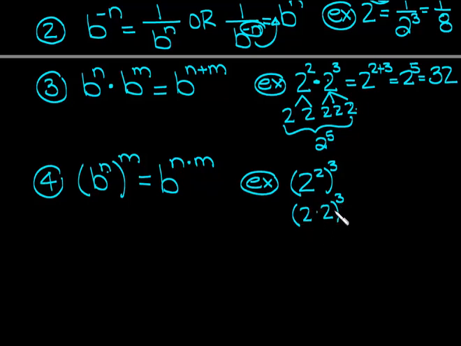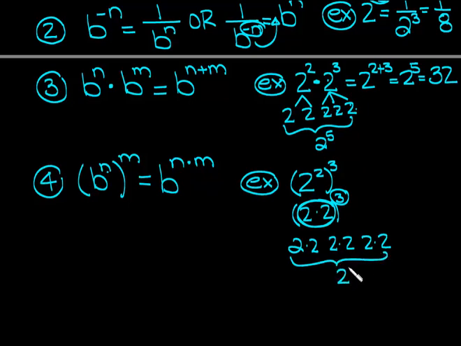So I want to take this as my base now, correct? I want to take my base and multiply by itself 3 times. So you get 2 times 2, that's once. 2 times 2, that's another time. 2 times 2, that's a third time. So how many 2's do I have now?